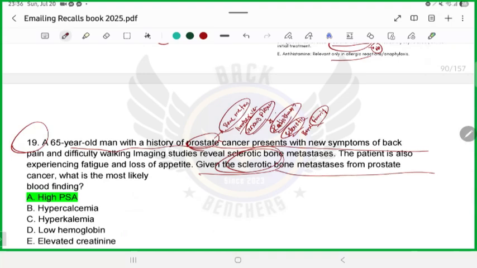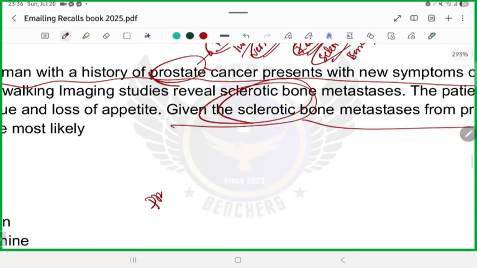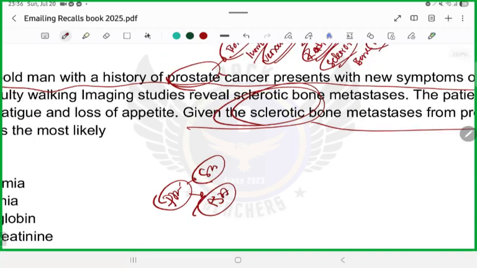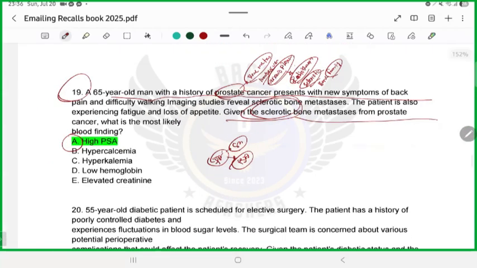See, here they mentioned sclerotic metastasis. So what will you find? Anytime a prostate cancer patient comes with sclerotic metastasis, that means his PSA, prostate specific antigen, would be high, because the cancer will be flaring again. So he will have a high PSA.